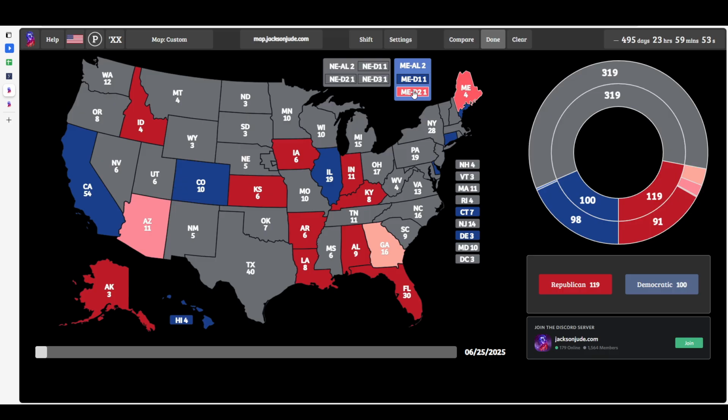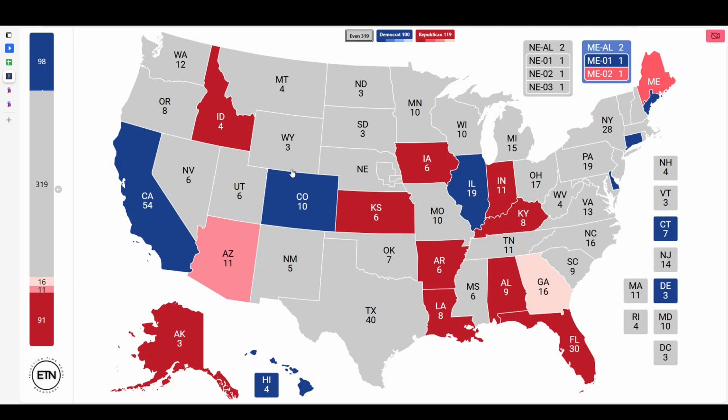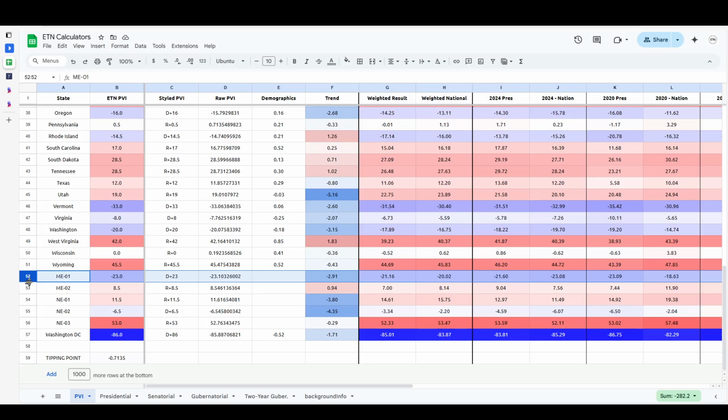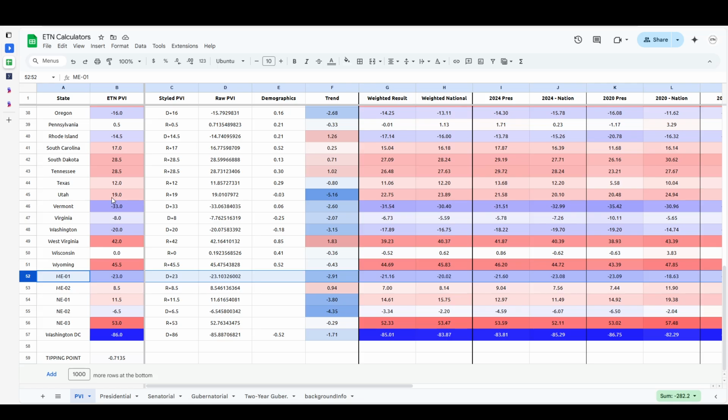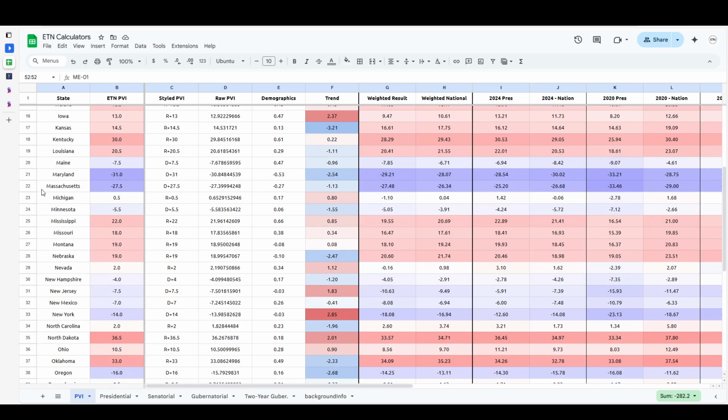Obviously, it's much more rural. This is actually the largest congressional district east of the Mississippi River by land size. So it is a very rural district. But then you have the first district, which is very urban. So that's going to be like the two stark opposites that are going to be here in the state of Maine. Maryland, D plus 31.